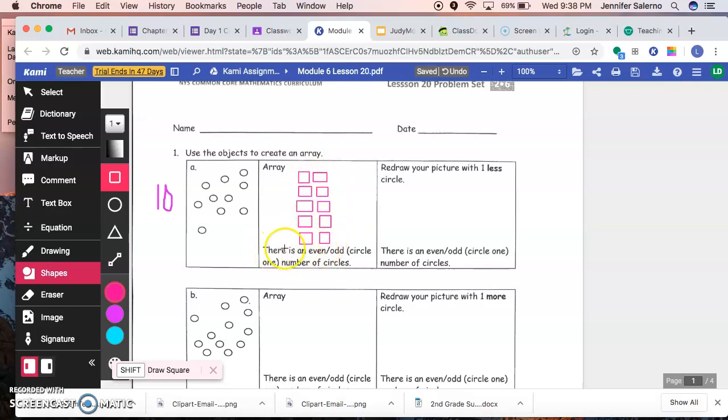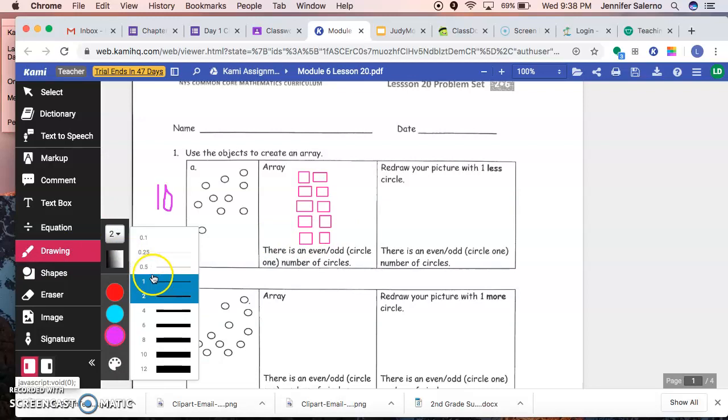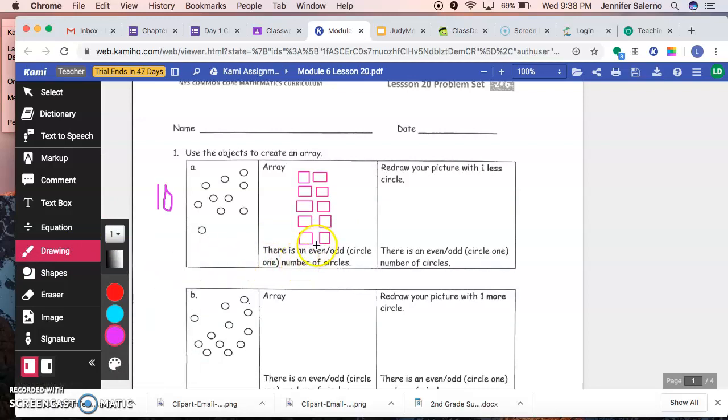Now, right down here it says there is an even/odd number of circles. Again, you could draw circles, you could draw, it doesn't matter. I'm not going to be picky with the shapes that you make. So now I need to look here, and obviously here everything has a pair, everything is together. So that means that the number 10 is even. So now all I'm going to do is circle even, okay? So that's all you're going to do here.